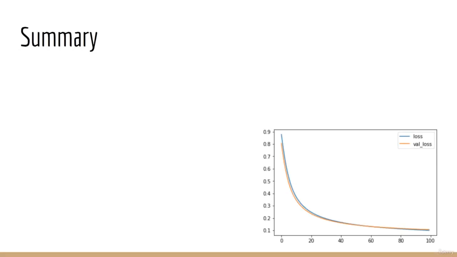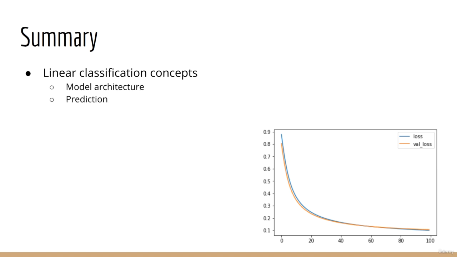To summarize this lecture, we went over the concepts behind linear classification. Our goal was to consider these three things. Number 1, what is the model architecture? Number 2, how do we make predictions? And number 3, how do we train the model? As you saw, it was very similar to linear regression, in the sense that our model is still a line or a hyperplane, but it's how we use this line that's different. In regression, our goal is to get the line close to the data points, but in classification, our goal is to separate the data points.